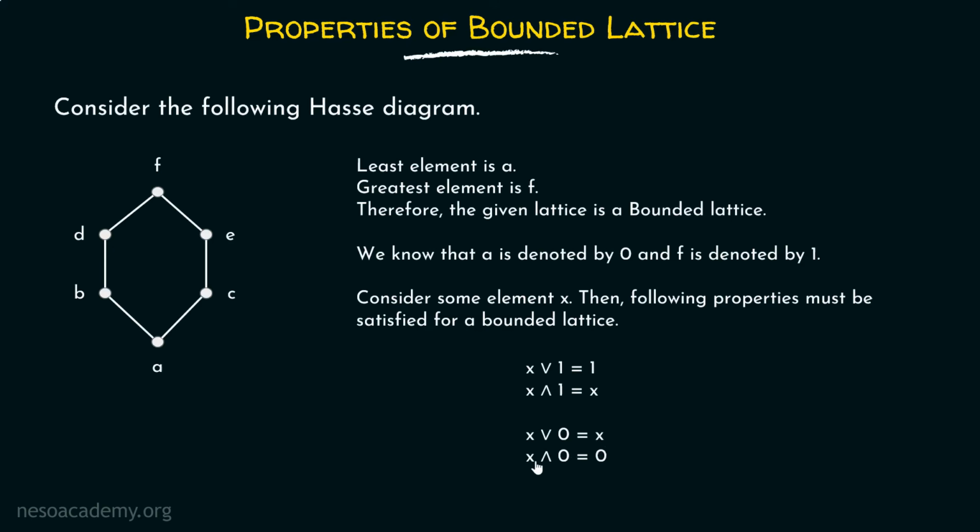And what about the greatest lower bound of X and 0? Greatest lower bound of X and 0 must always be 0, right? You can see that the greatest lower bound of B and A is obviously A. Greatest lower bound of C and A is obviously A. Greatest lower bound of E and A is obviously A. Greatest lower bound of D and A is also A. Therefore, greatest lower bound of X and 0 is always 0. Okay? It is always the least element.